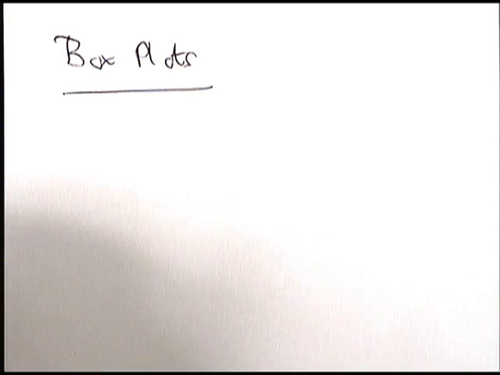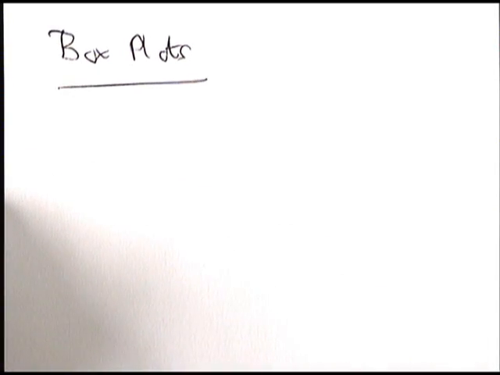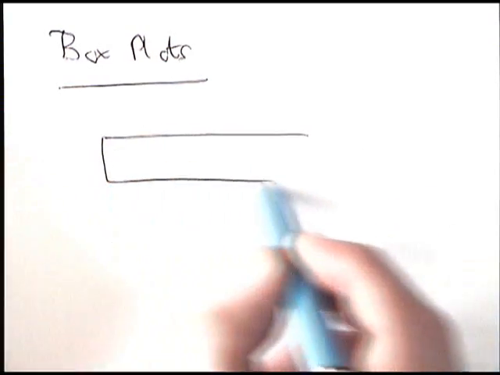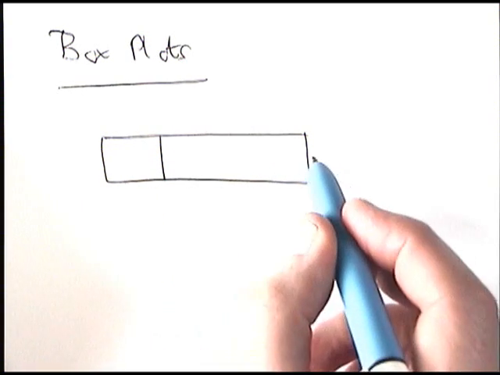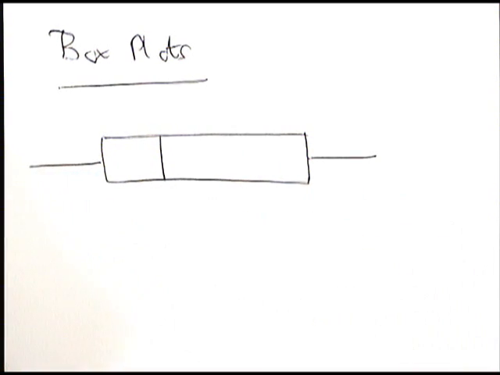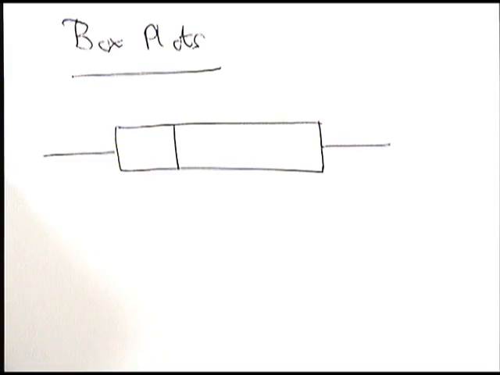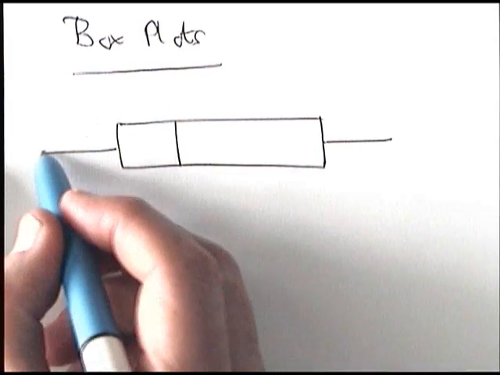In this video, I'm going to introduce you to box plots. Box plots are sometimes called box and whisker plots. They're the same thing. A box plot is something that looks like this. It's a box. Somewhere it will have a vertical line, and there are two other lines coming out of it like this.